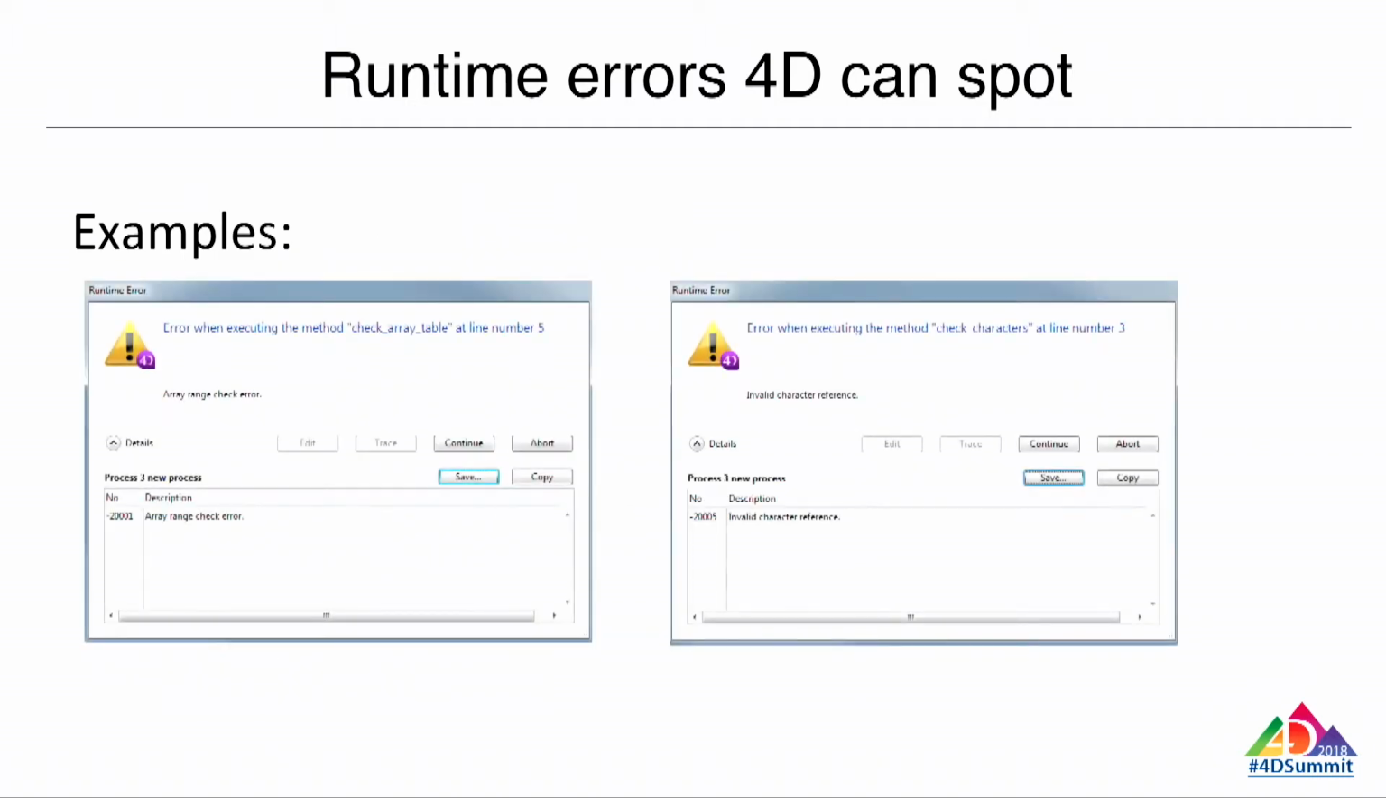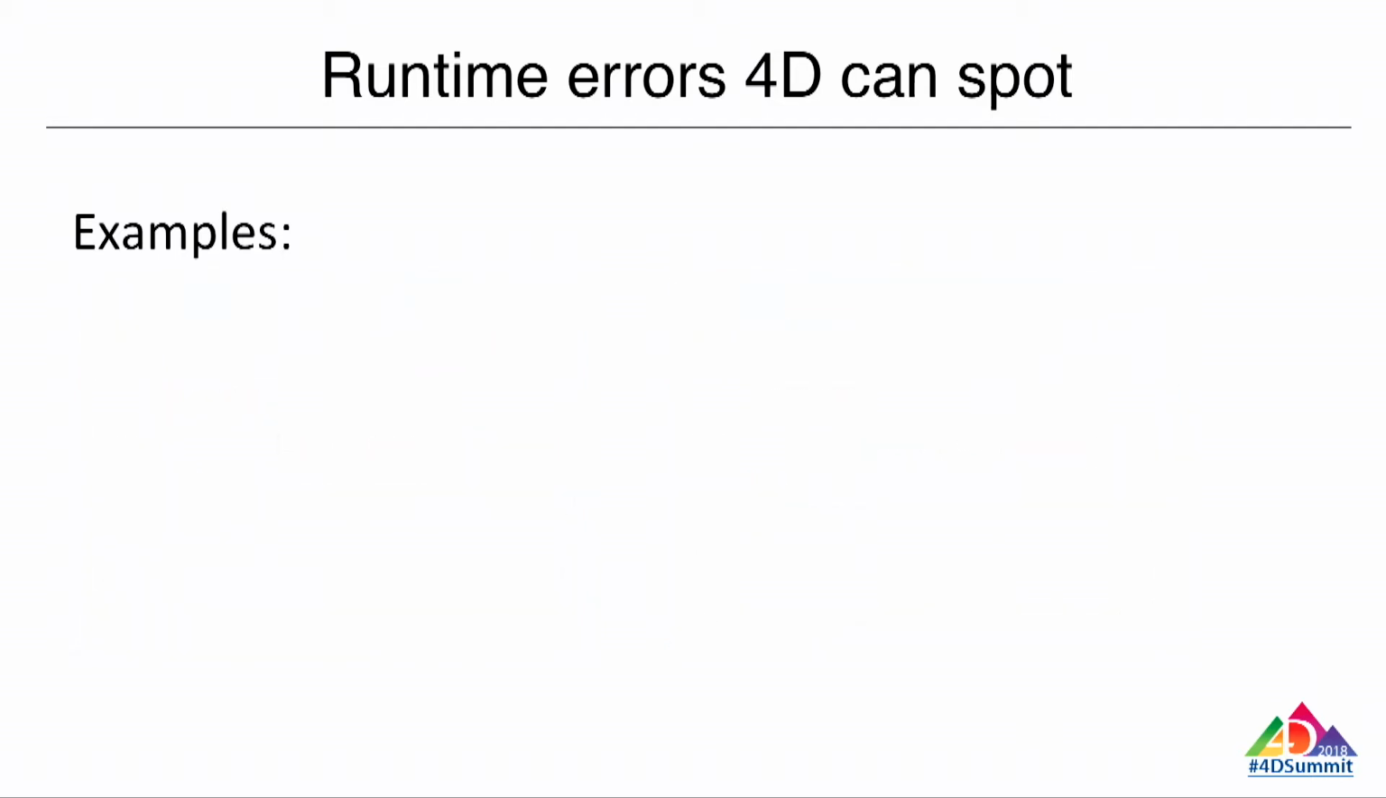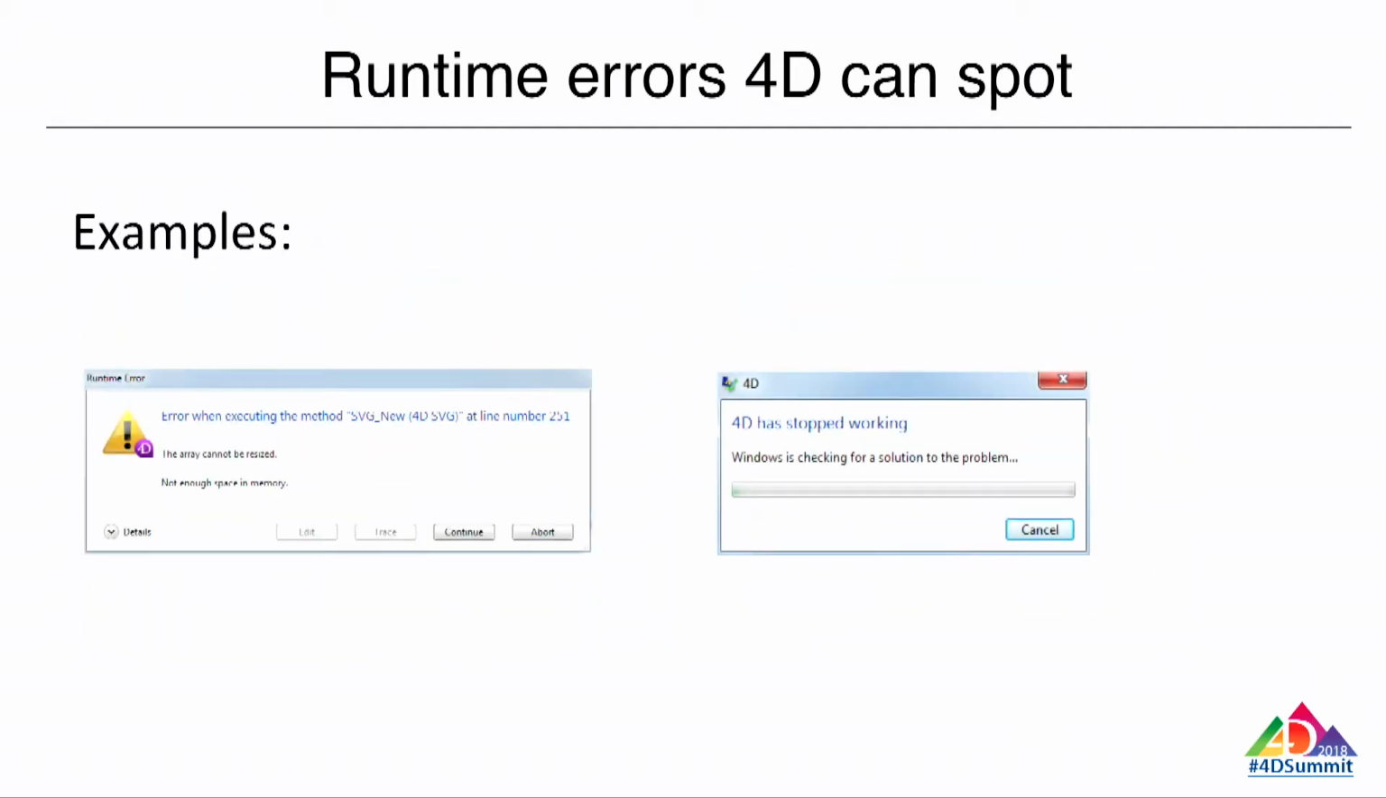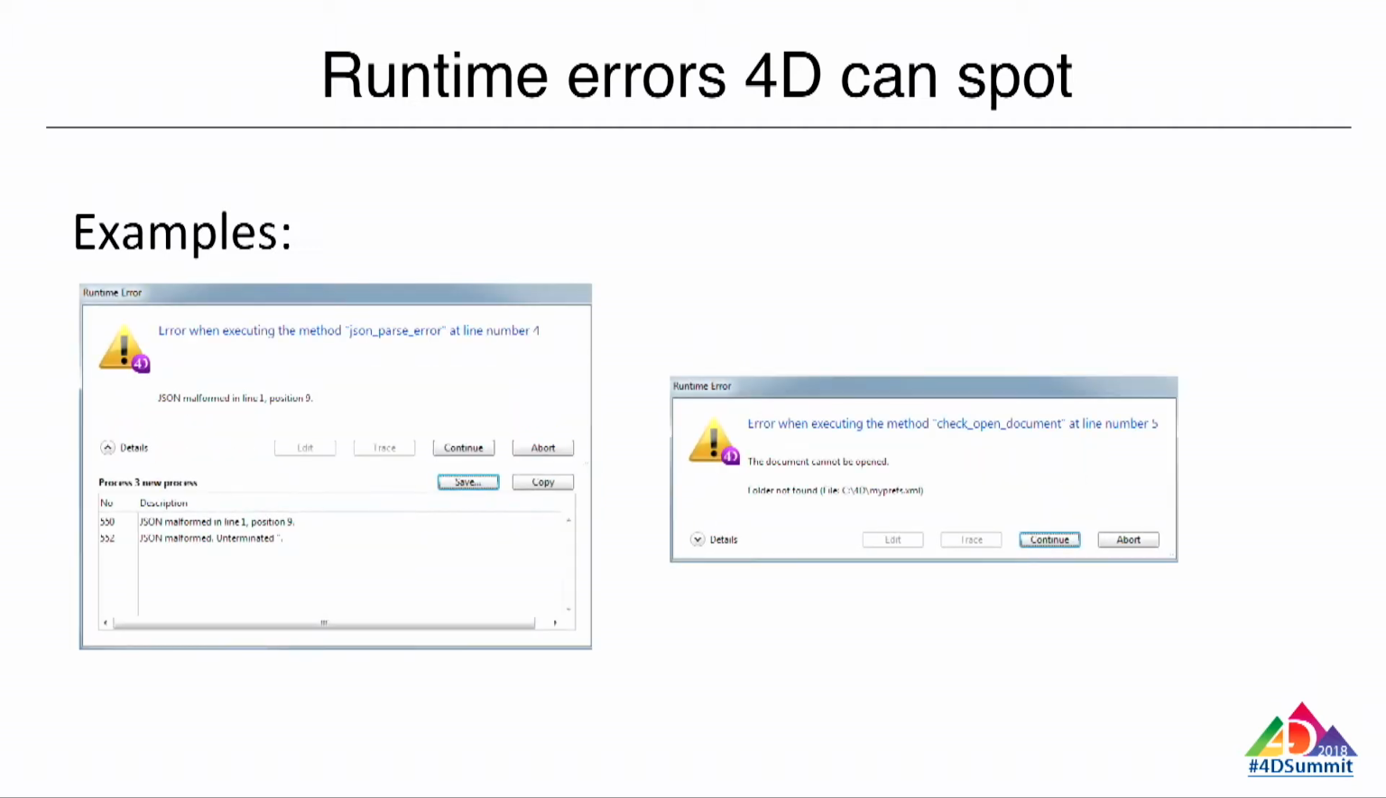So here's some examples. Array range check, invalid character reference, not enough space in memory, an actual hang, 40 has stopped working. So these are just a couple, just to give you an idea. At this point you can do your best to catch these errors through your testing phase, through all of these processes that you're trying to mitigate all these issues.